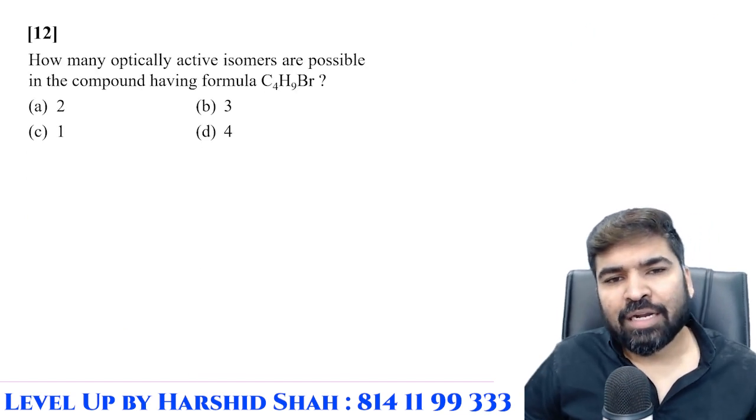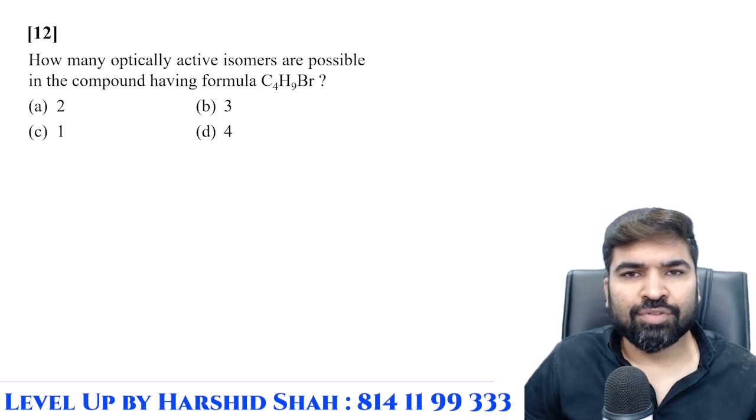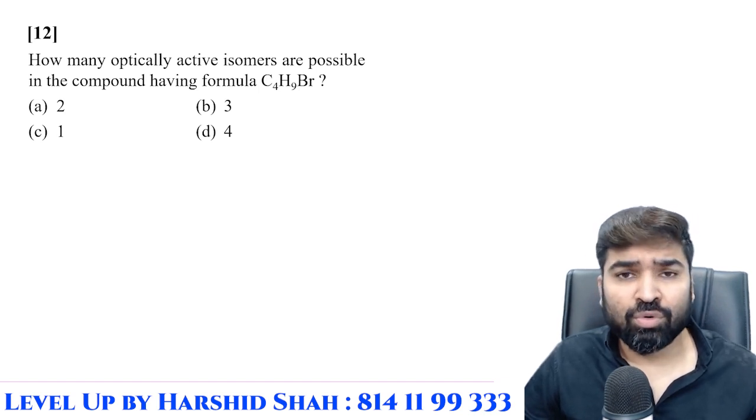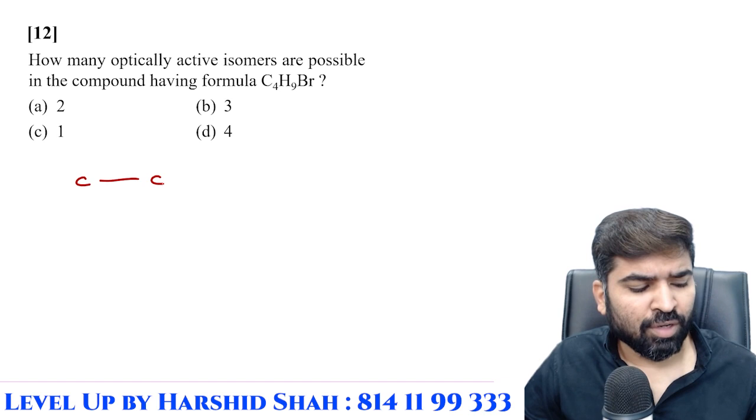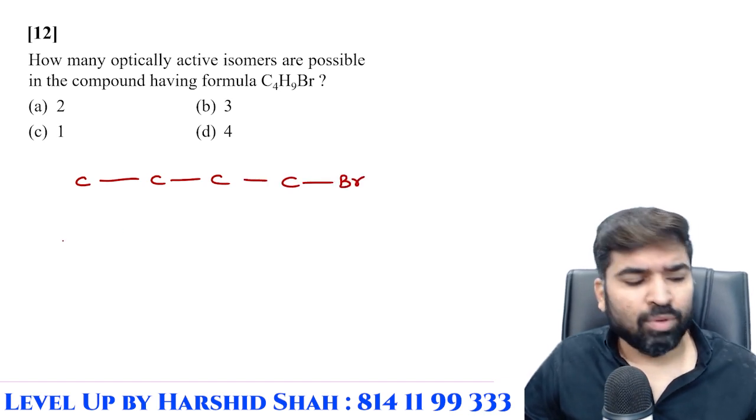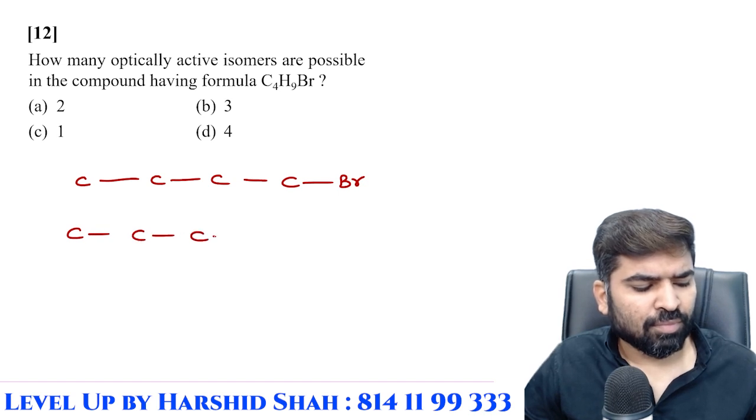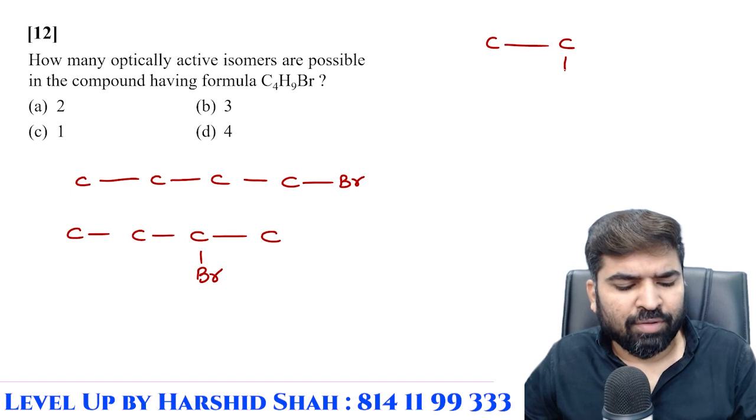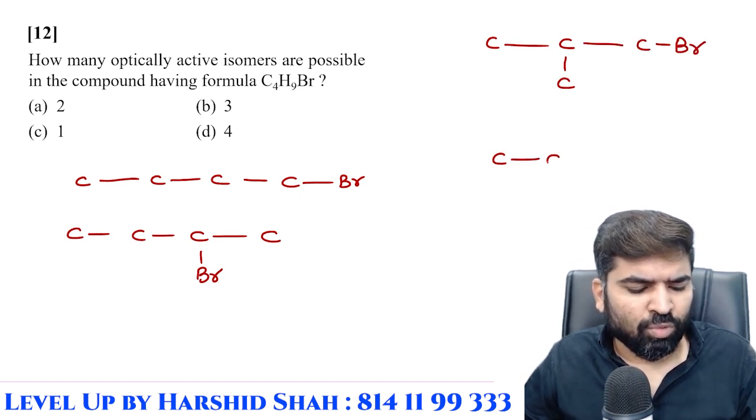How many optically active isomers are possible for a compound of C4H9Br? You already know how many options are possible for this compound. First of all, the structures. This is 1-bromobutane. This is going to be our 2-bromobutane. Then we are going to have 2-methyl-1-bromopropane, and 2-methyl-2-bromopropane.